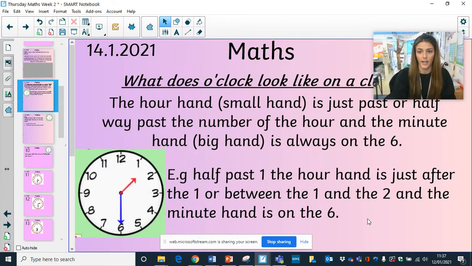Okay, back onto here. So what does half past look like on a clock? The hour hand, so the small hand, is just past or halfway past the number. We just spoke about that. And the minute hand is always on the 6 at the bottom. So here, 1:30, the hand is just after the 1, or between the 1 and the 2, which you can see here. And then the minute hand is on the 6, so that's 1:30.